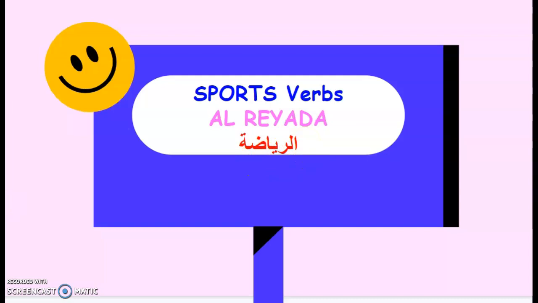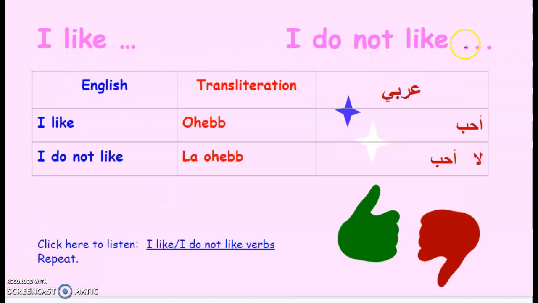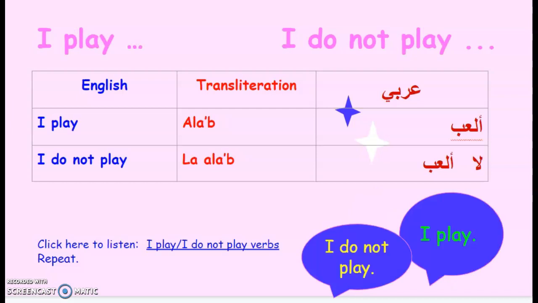Let's have a look at our first slide. I like and I do not like. I like, أحب. I do not like, لا أحب. I like, I do not like. All right, let's move to our next slide.